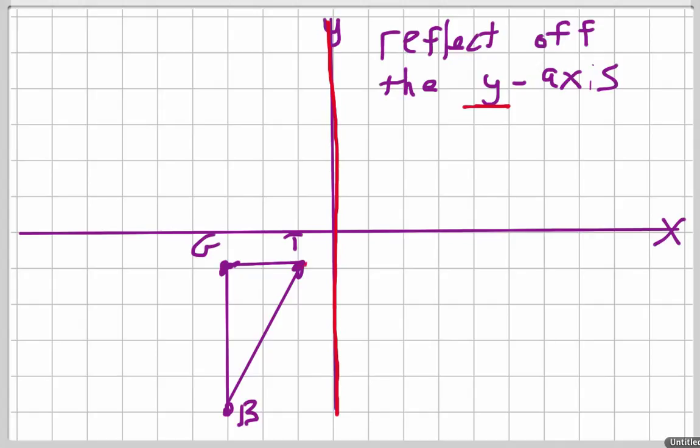Just go straight across from each point. So T is 1 unit away from the y-axis. Go on the other side 1 unit away. So there's T prime. Do the same thing with G prime. G is how many units away? 3. So let's go 3 units away over here. So there's G prime. B is also 3 units away from the y-axis. So let's go 3 units away this way. Plot a point, and we can finally connect the dots here.